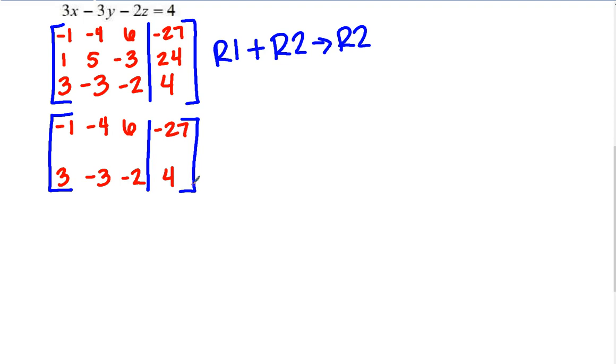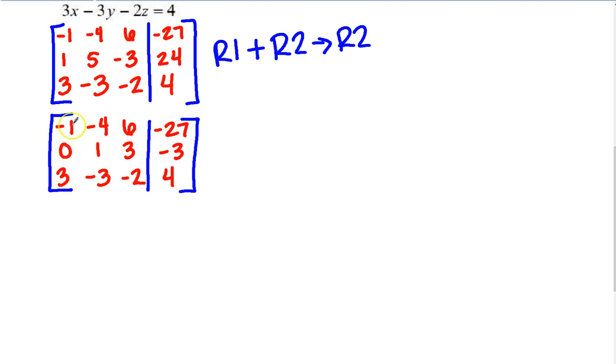Okay, so I'm going to add row 1 and row 2 together. -1 plus 1 is 0. -4 plus 5 is 1. 6 minus 3 is 3. -27 plus 24 is -3. So I just added them together. That's the first thing. All right, so now I have a 0 here. Love it, it's amazing. Now I want a 0 here.